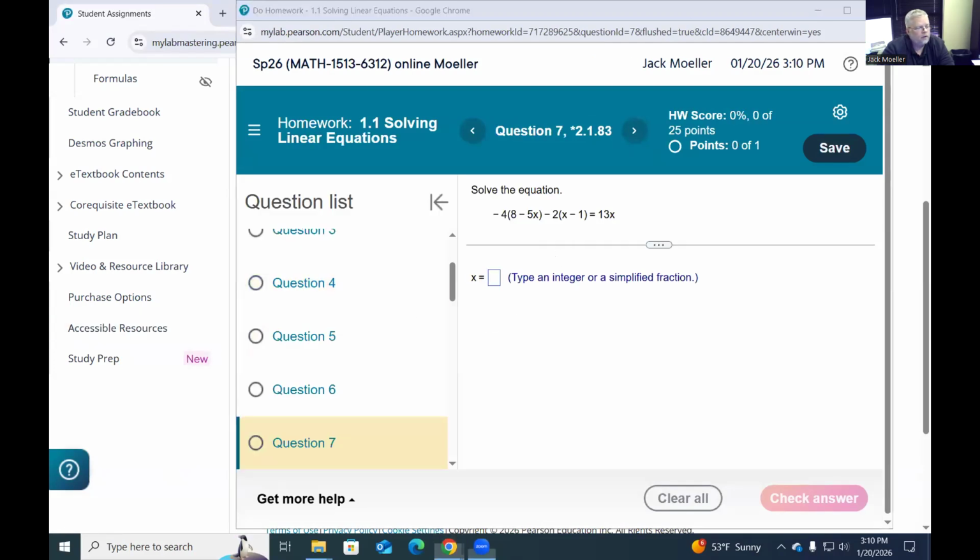Here's definitely a messy version of this. I'm just going to get you started on this. On that left-hand side, you've got two distributions to do. You've got to do the negative 4 times both of those. You've got to do the negative 2 times both of those. And then you're going to have x terms to add or subtract. You're going to have constants to add or subtract before you can even start solving for x. And we did one that was not quite that messy.